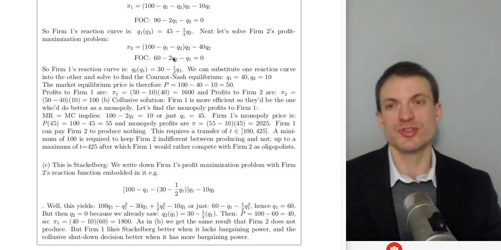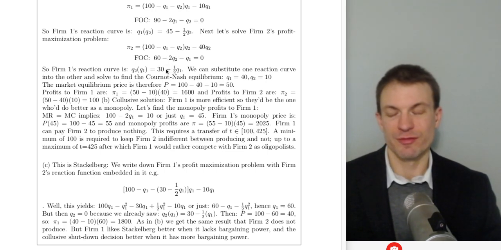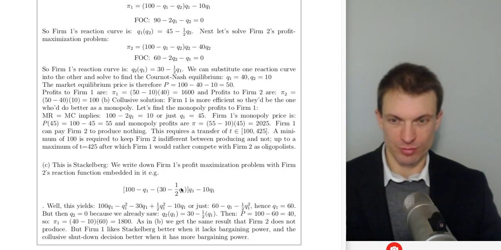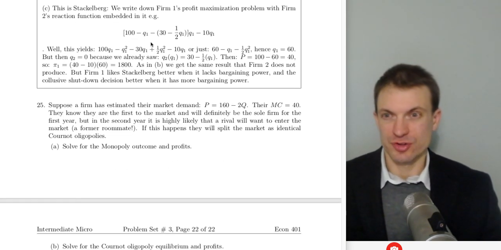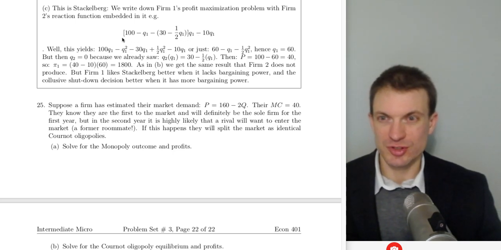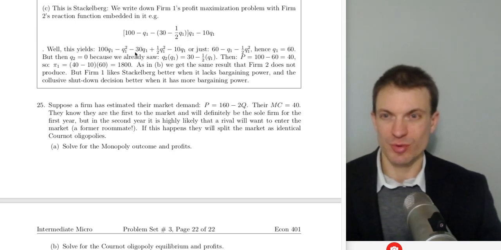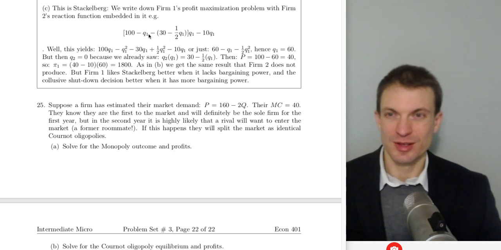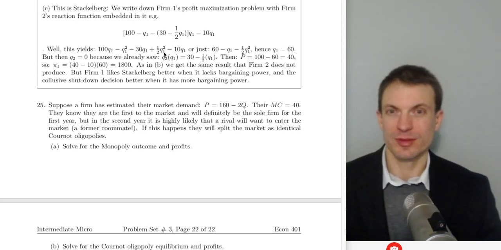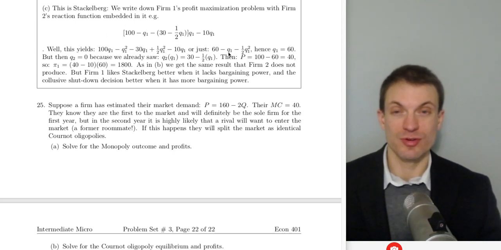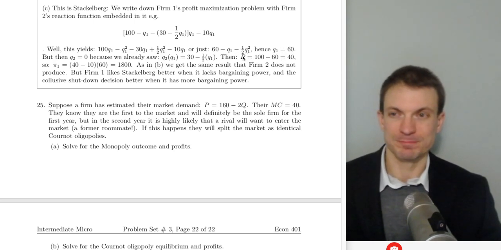Why? Because firm 2 is observing what firm 1 has chosen, and firm 1 knows this. So firm 1 knows that however they change Q1, that's going to affect Q2. Let's bring this right into our optimization problem. We can distribute: 100 Q1 minus Q1 squared minus 30 Q1. Distribute this minus, that'll be plus 1/2 Q1 squared minus 10 Q1. Now we clean this up and take a derivative. It'll be 60 minus Q1 minus 1/2 Q1, so Q1 is equal to 60. Q2 is then equal to 0.